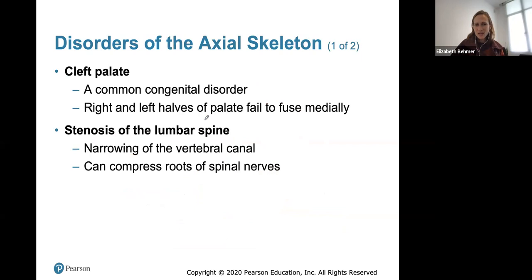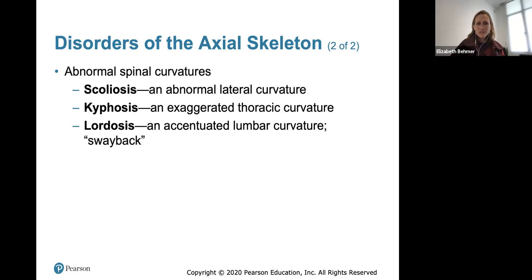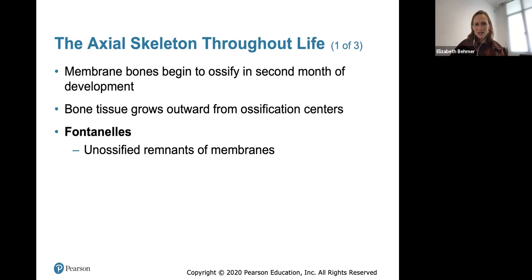You can have disorders of the axial skeleton. A cleft palate is a common congenital disorder, where the right and left halves of the palate fail to fuse. Stenosis of the lumbar spine is narrowing of the vertebral canal that can compress the roots of spinal nerves. Abnormal spinal curvature, scoliosis, is an abnormal lateral curvature where, instead of going vertical, your spine will kind of curve off to the side. Kyphosis is an exaggerated thoracic curvature, and lordosis is an exaggerated lumbar curvature, giving a sway back.